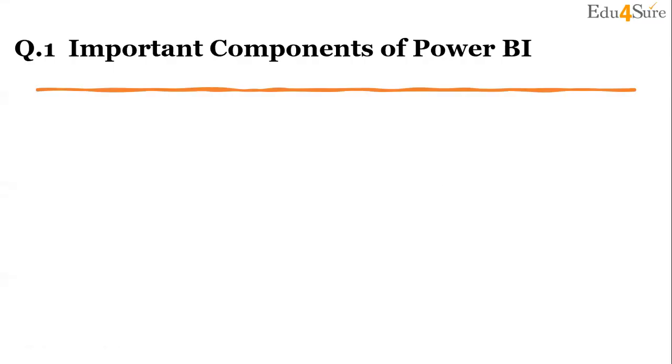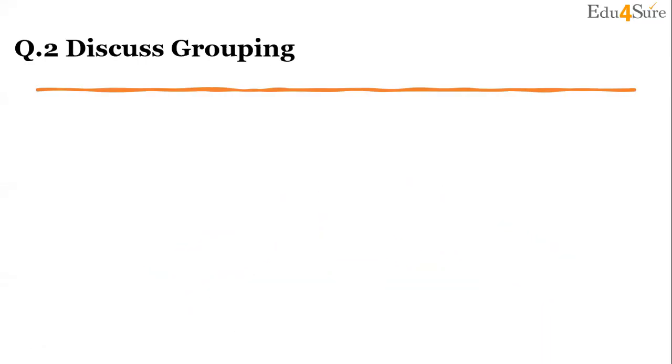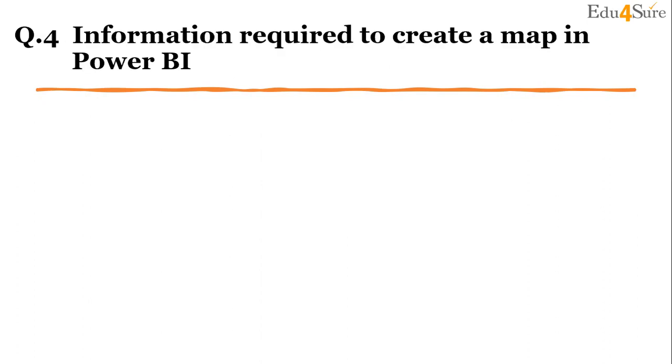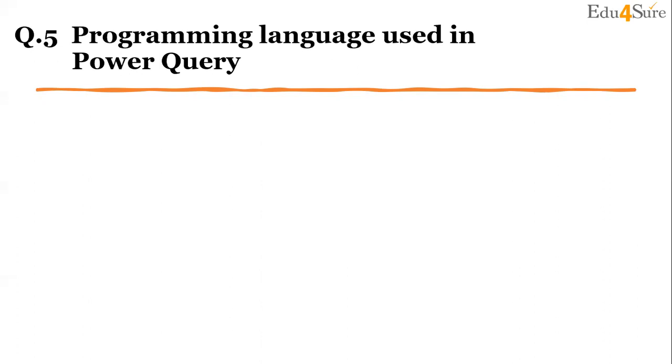important components of Power BI. Question number 2, what is grouping in Power BI? Question number 3, what is cross-filtering and cross-highlighting in Power BI? Question number 4, information required to create a map in Power BI. And question number 5, what is the programming language which is used in Power Query? So if you want to know the answer to these questions, please refer to that video.